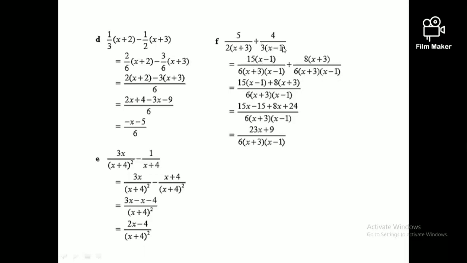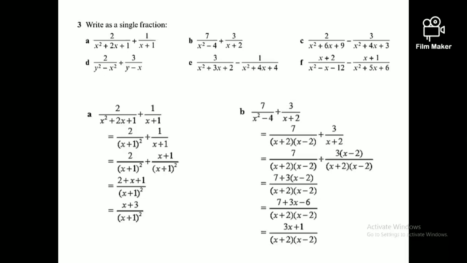Then cover 3 times (x minus 1) from this denominator. If you cover 3, 2 remains; if you cover (x minus 1), what remains is (x plus 3), that is 2 times (x plus 3). If you multiply 4 by 2, that is 8 times (x plus 3). Then you can simplify the brackets. 15 into x is 15x, 15 into minus 1 is minus 15, 8 into x is 8x, 8 into 3 is 24. 15x plus 8x is 23x, minus 15 plus 24 is plus 9, divided by 6 times (x plus 3) into (x minus 1), right?